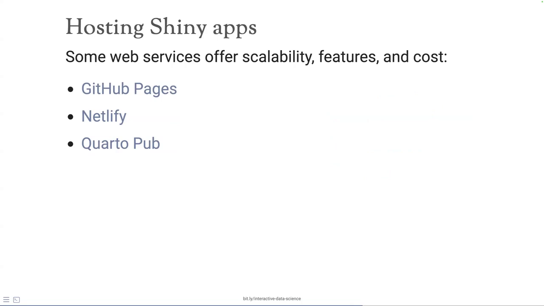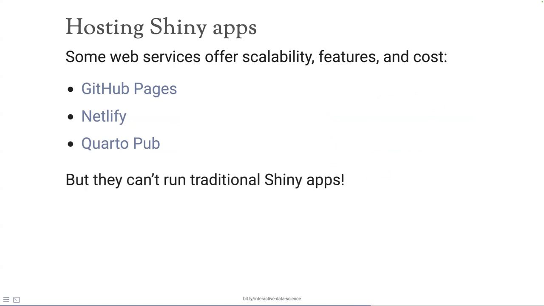Another kind of hosting service is web hosting services, and they offer a lot of scalability and features and perhaps a low price point, like GitHub Pages or Netlify or QuartoPub. But the issue is they can't run traditional Shiny apps. The reason is that these are called static web hosting. They're very good in terms of reach and affordability. You don't have to think about servers anymore. So when you publish, say, a Quarto website, you just give them your rendered Quarto document files. But there is no way to run Shiny apps on these kinds of web hosting services.